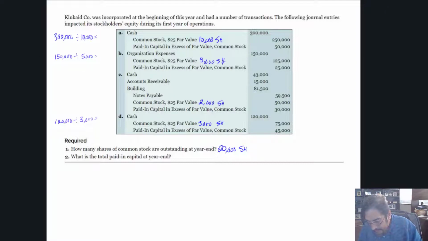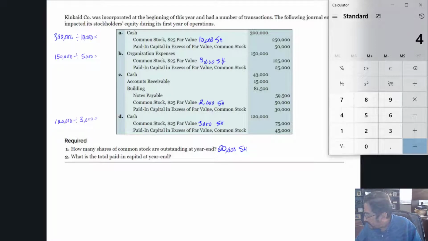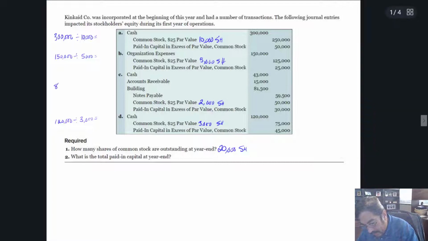In C, they gave us a lot of stuff. They gave us $43,000 cash, plus $15,000 in accounts receivable, plus a building worth $81,500, but we also took a mortgage on that building. So we're going to subtract that out, minus $59,500. So they give us $80,000 of cash and other stuff in C. So $80,000 for 2,000 shares.